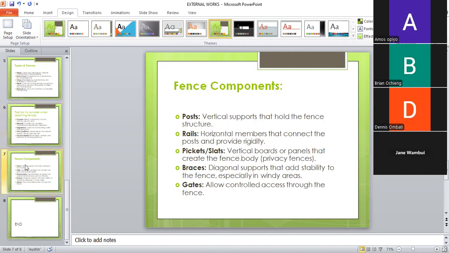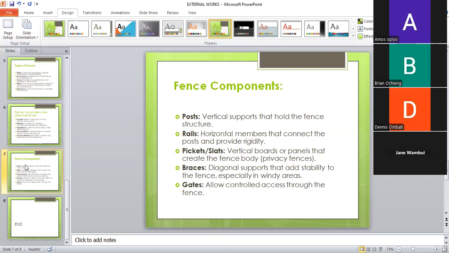Okay, we proceed. Now we have components of a fence. Number one, we have posts. Posts, these are the vertical supports that hold the fence structure. The second one, we have the rails. Rails, these are the horizontal members that connect the posts and provide rigidity.